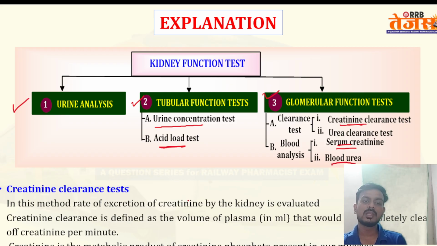Creatinine clearance is the method for measuring the amount of creatinine excreted through your urine. Creatinine clearance is basically defined as the volume of plasma that would completely clear the creatinine per minute.